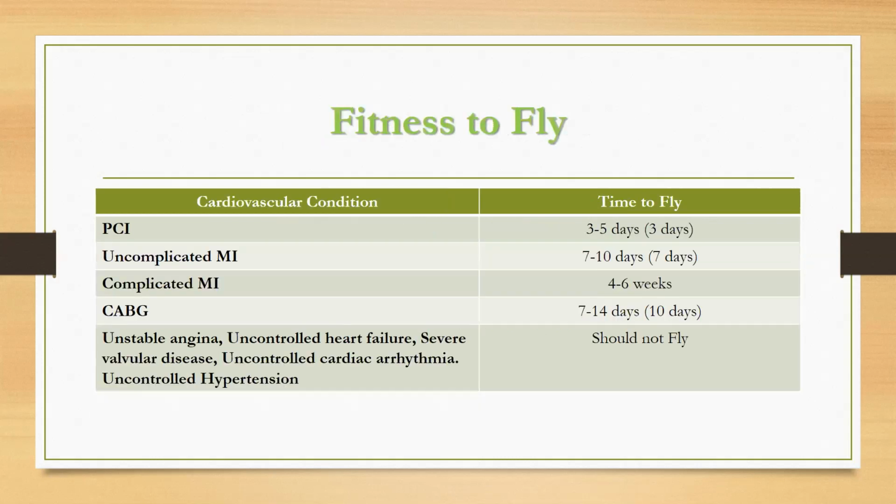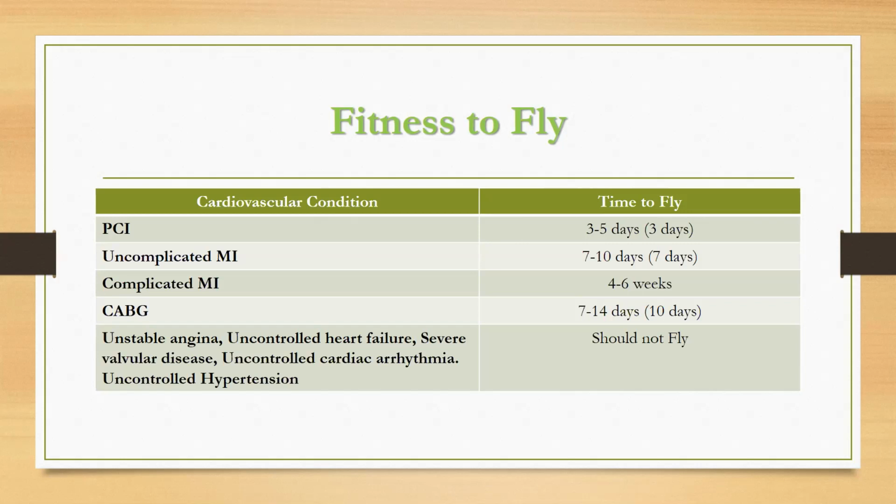So now we are going to talk about fitness to fly, and during that we'll take the medical condition and the time to fly, or when the patient will be eligible to fly. If the patient has PCI, he can fly after 3 to 5 days, so we can take an average of 3 days. If the patient has uncomplicated myocardial infarction, he could fly after 1 week, between 7 and 10 days, and the average is 7 days.